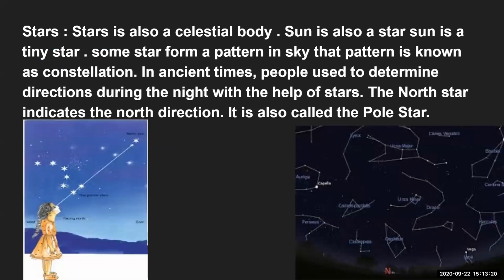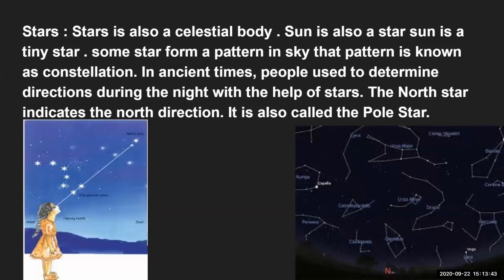Now come the stars. So stars are also celestial bodies because they also shine in the sky. Sun is also a star. It is a very small star. Many stars are much bigger than the sun. Why does it look big to us? Because sun is the closest star to our earth.